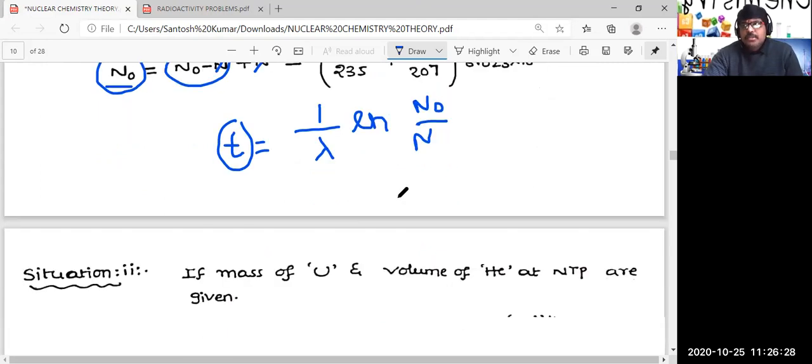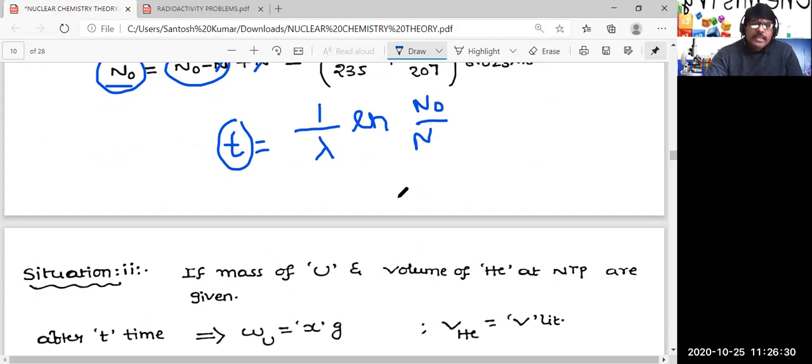The procedure is the same. They may create any new method instead of uranium lead, but 100% the procedure is the same. Whatever information they may give, you have to make use of that information properly to find the age of rock, age of mineral.